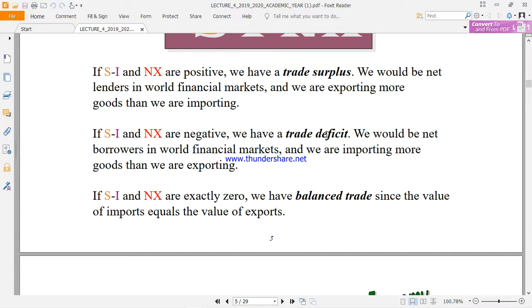So in most cases, a balanced trade is better than a trade deficit. Because when it comes to balanced trade, you understand that nobody is losing. You are benefiting, I'm also benefiting, 50-50. It's okay, than running a deficit.